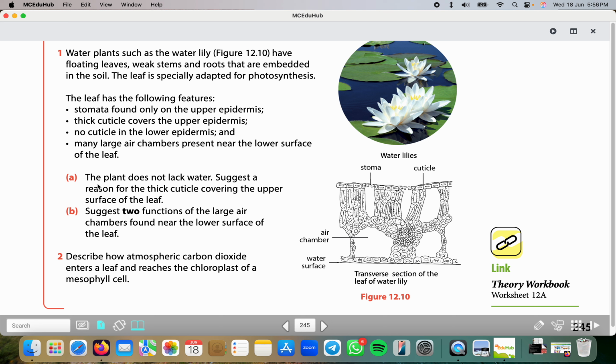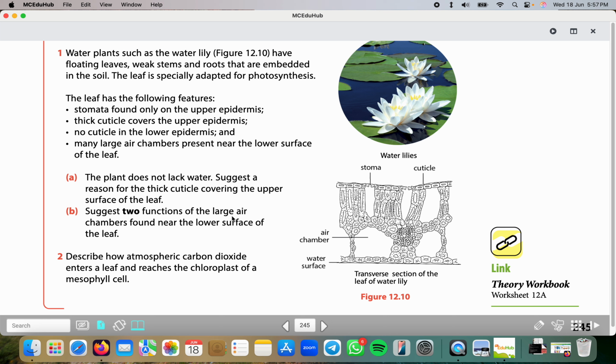Okay, why? This plant does not lack water. Suggest a reason why the thick cuticle covers the upper surface of the leaf. Okay, so what's the reason? Firstly, it's going to prevent evaporation, and it's going to be quite thick also, because it's going to prevent a lot more evaporation from this upper surface of the leaf.